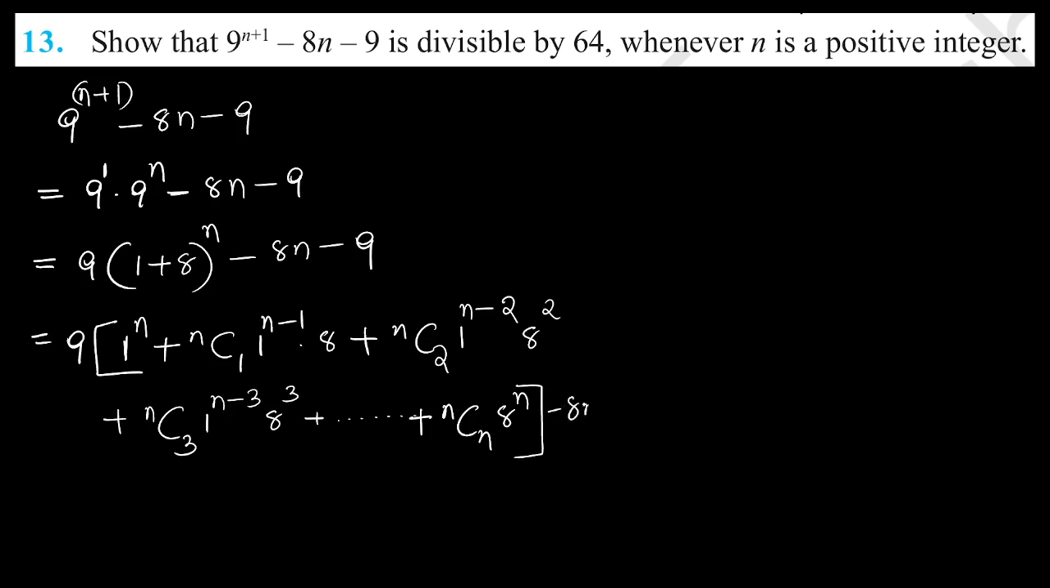Minus 8n minus 9 outside. Okay, minus 8n minus 9 outside. Let me write one more step. After that, you can ask me doubts. Okay, let me write one more step.